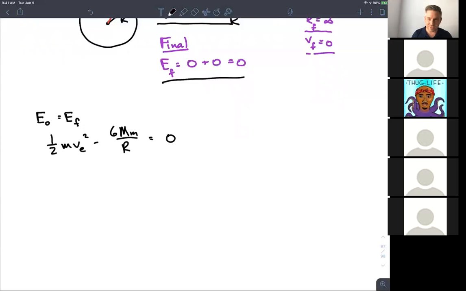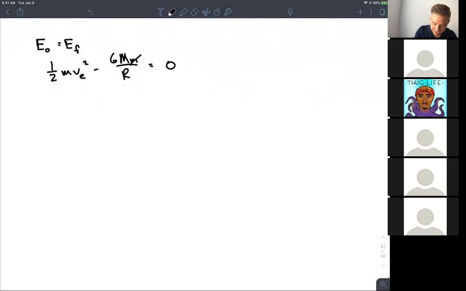And so now what you do is you just solve for R. What is the radius of the black hole? And you can see that the mass of the object doesn't matter. It's just going to cancel out. And you get that the radius of the black hole is 2G big M over c squared.